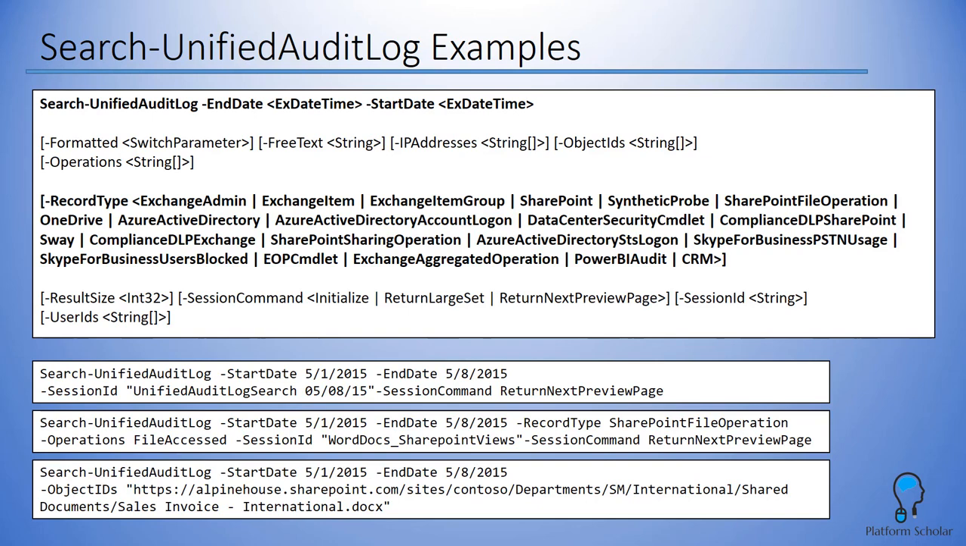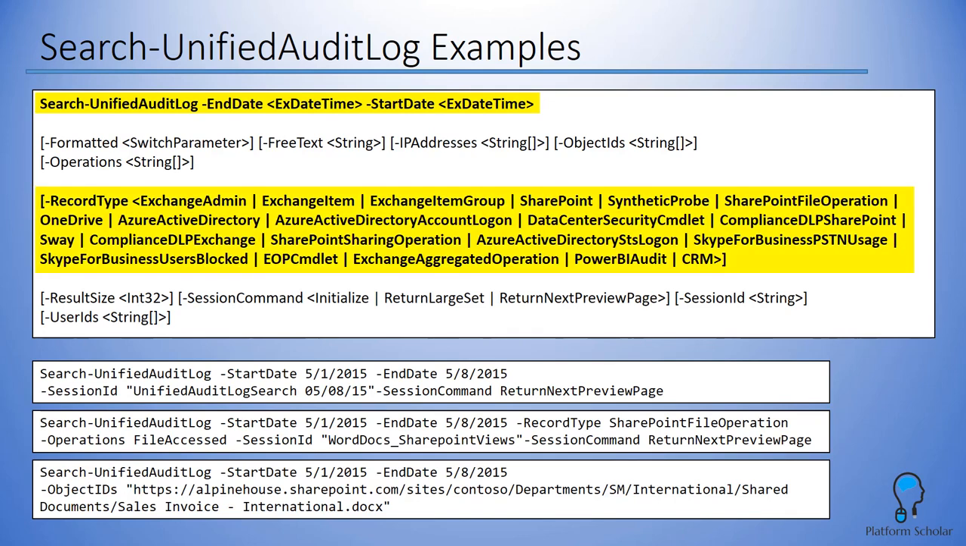Here's an example of a search command for the Unified Audit Log. The start date and end date are mandatory. And as you can see, you could specify record type, which really translates into the services that you want to search through. And you can also specify the result size that you want.